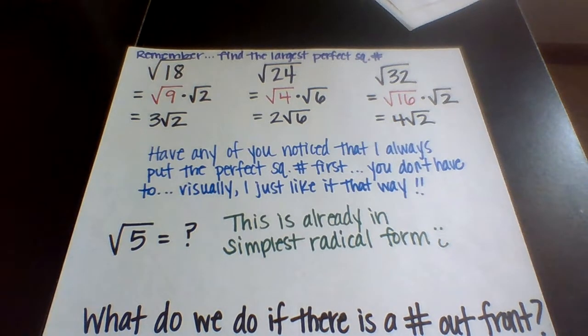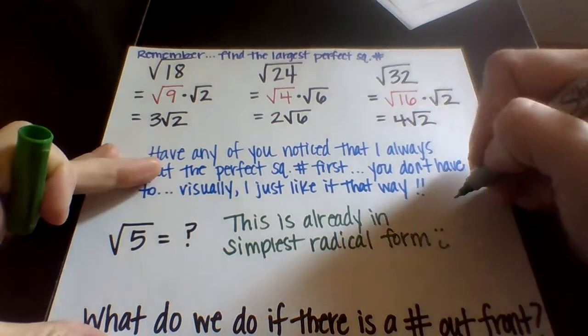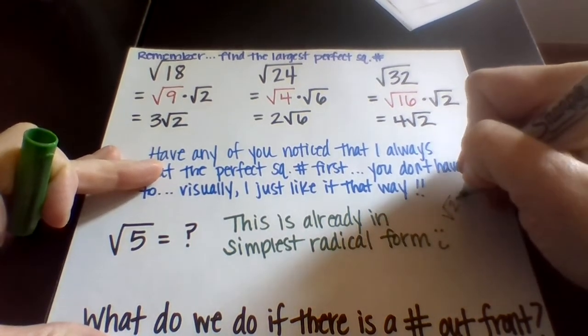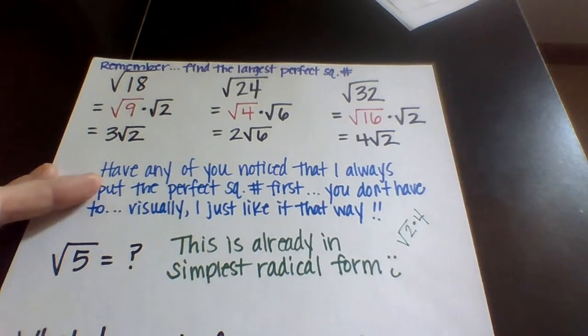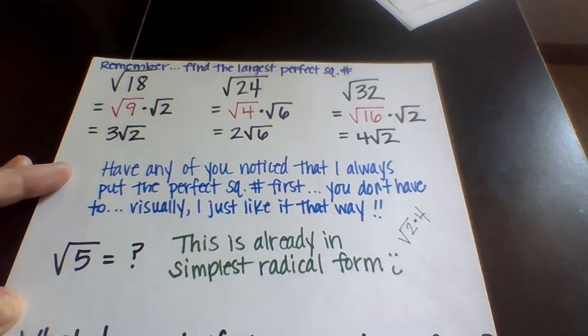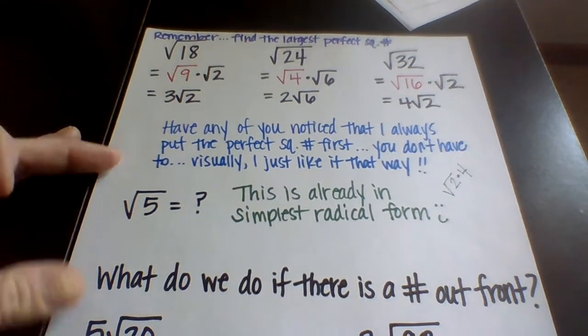Just don't write the square root of 2 times 4 like that. Whenever we have a number that is simplified, we put it out front. So that isn't correct.